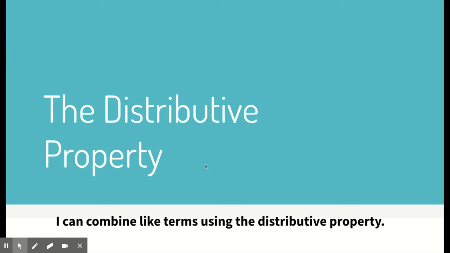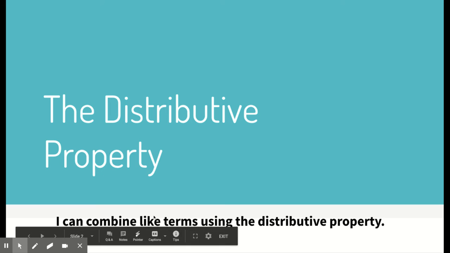This lesson is going to go over the distributive property using expressions. Your learning target is down here at the bottom. It says that I can combine like terms using the distributive properties.